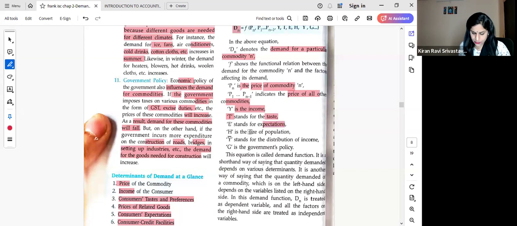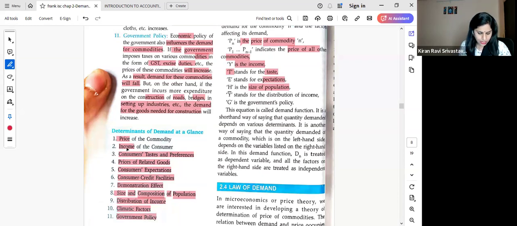H stands for size of population. Then it's not Y, it's bar Y. You would have done this in statistics, no? It's called bar Y. Bar Y stands for distribution of income. So we have two things: income of consumer as the second point and distribution of income as the ninth point.